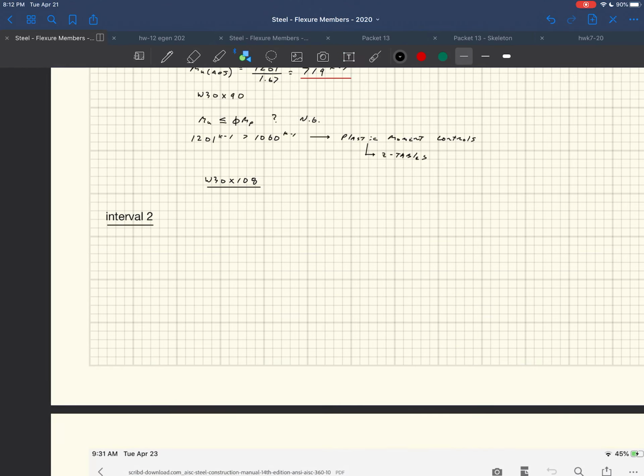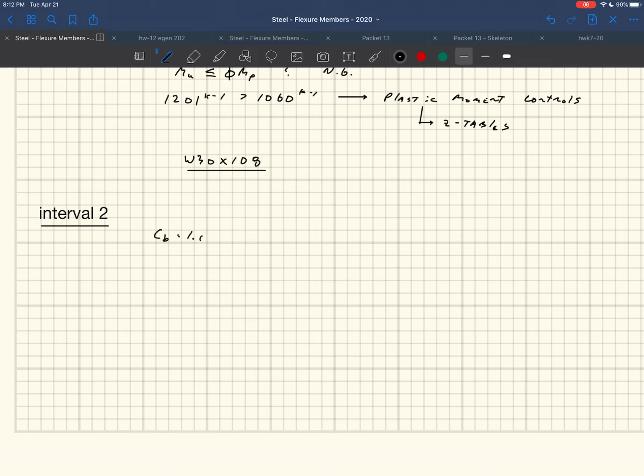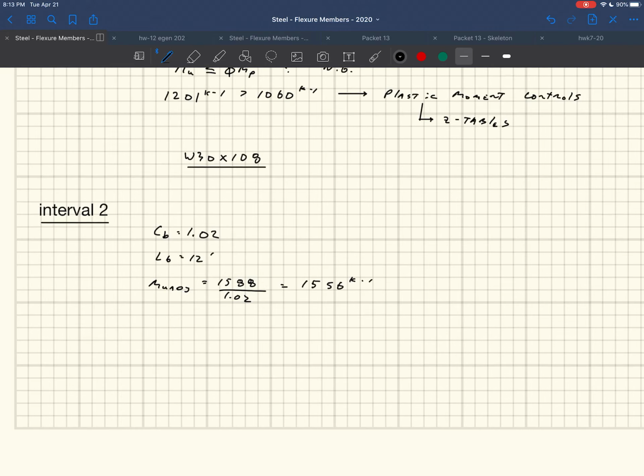Right, interval 2. That one we've kind of already done, right? Interval 2, CB was equal to 1.02. We already did this for CB equal to 1. LB, I guess, was 12 feet, and then MU adjusted would be equal to 1588. Or no, sorry, MU is 1588, but MU adjusted is 1588 divided by 1.02. And obviously this is pretty dang close, 1556 kip-feet.